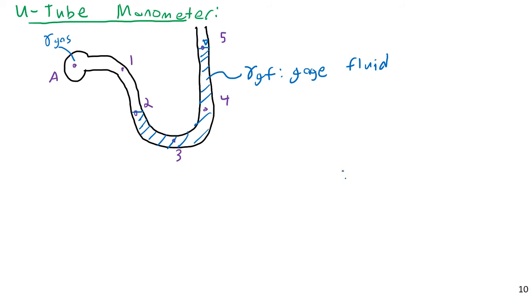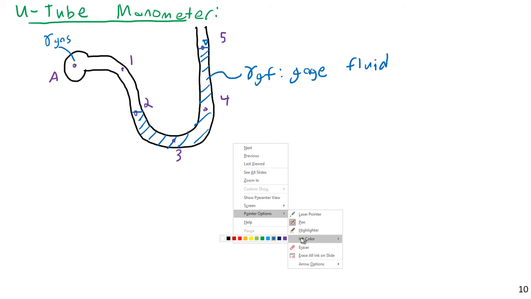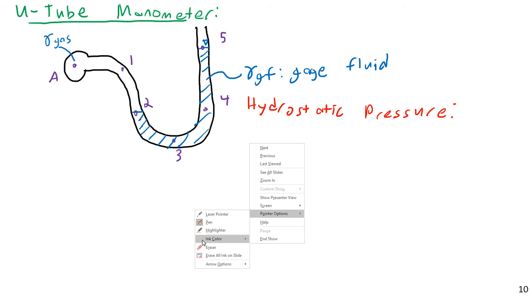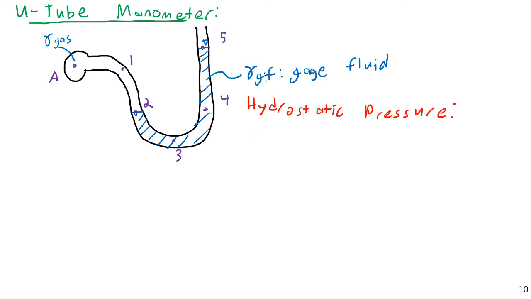Anyway, I'm going to apply the hydrostatic pressure formula, and I'm going to do this a series of times. Again, the formula I'm going to use repeatedly to analyze this piece by piece is, in general, not these specific points, but for any two different points: P2 = P1 + gamma times (Z2 minus Z1).